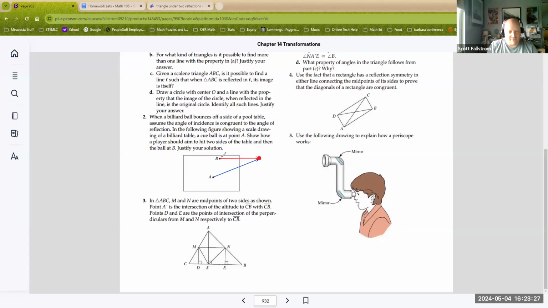Where is B, right? This piece to that piece. And they say, where is it? And that tells them where to hit along the rail to come back and hit the ball. Okay.